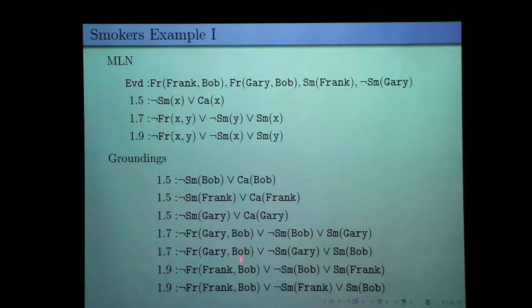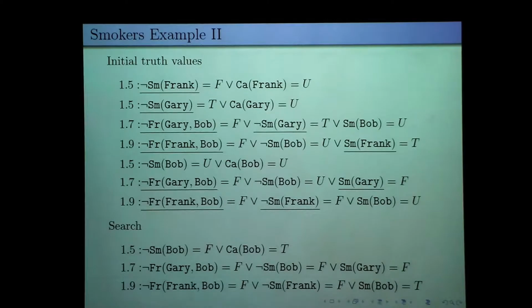assign them with constants. Not all groundings are presented here, because there are some groundings that really don't make much sense. For example, another grounding would be Frank to be friend with himself, but we omitted that grounding for simplicity. So the evidence already gives us some truth values, which we underline. And the truth values of these predicates, we already know them.